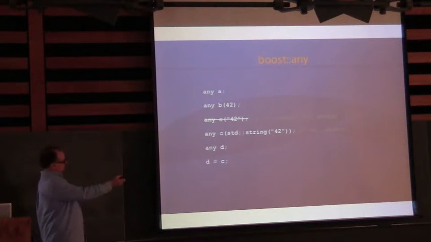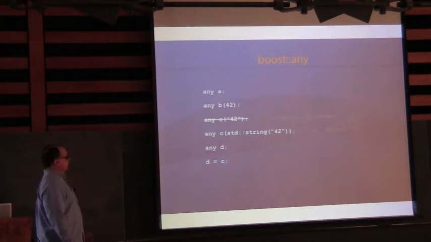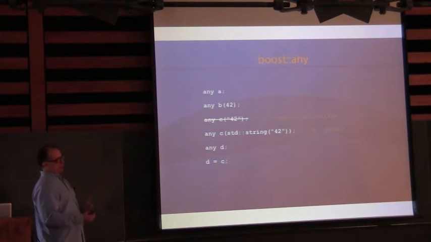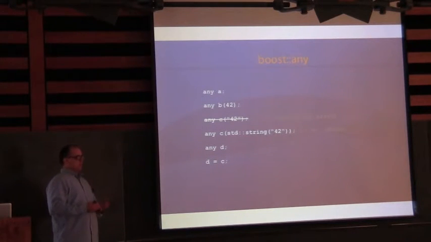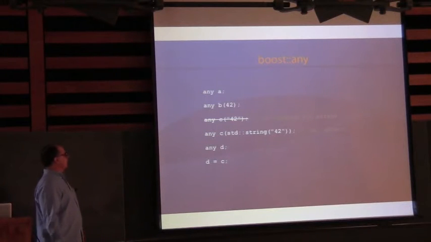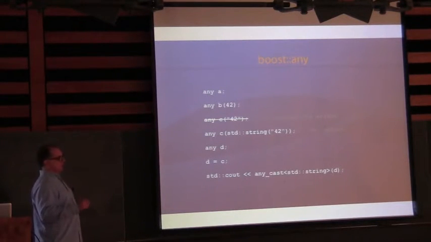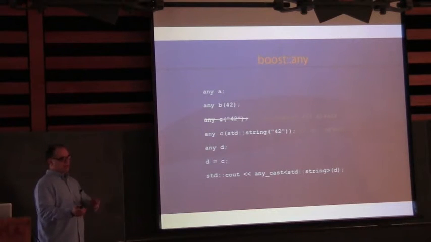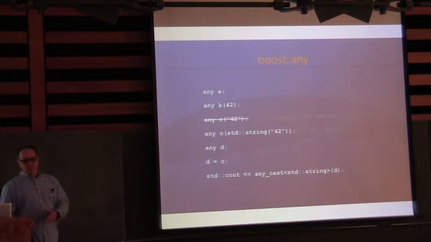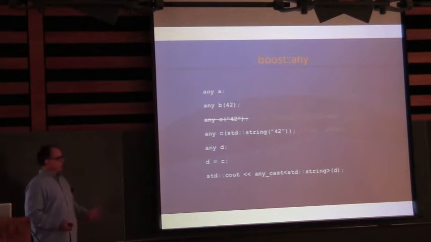And then you can assign it. It has value semantics. It's well known. We know how it works. People are pretty used to it. And the only downside of any is that it provides half the solution. Because when you want to get that value out of it, then you're facing the same problem that you started with. You have to know what it is.